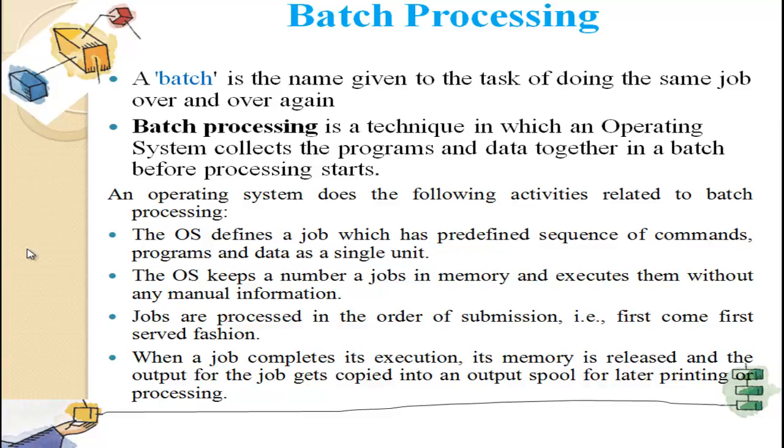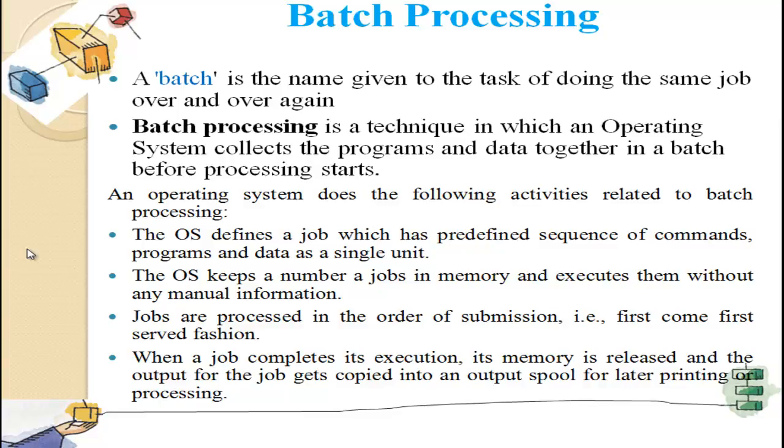Now the various activities associated with batch processing are: first, the operating system defines a job which has a predefined sequence of commands, programs and data as a single unit. Now how does an operating system define a job? It defines a job which is having some predefined sequence of commands. That means I should know what I have to do. This is predefined, this is to be done. The programs and the data are all kept together and put in a batch so that they can be processed.